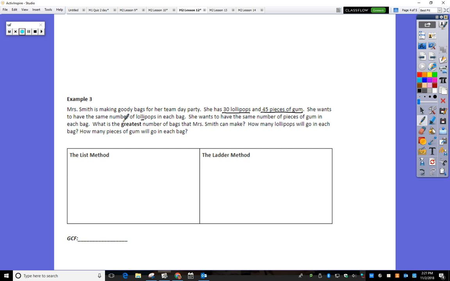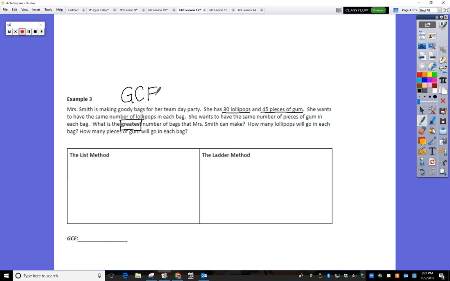What is the greatest common factor, greatest number of bags that Mrs. Smith can make? How many lollipops will go in each bag? How many pieces of gum will go in each bag? So once again, we can use either the list method or the ladder method. I'm actually going to skip the list method and go straight to the ladder method for this one.